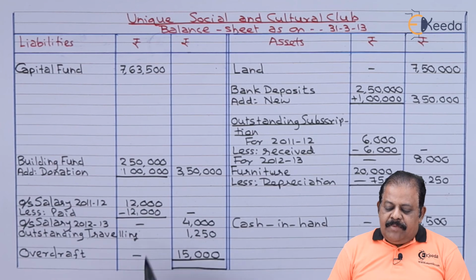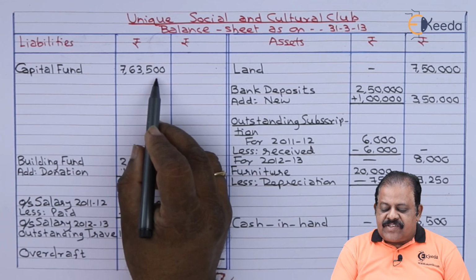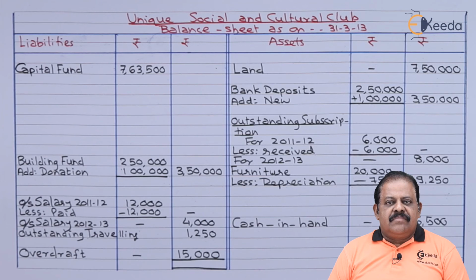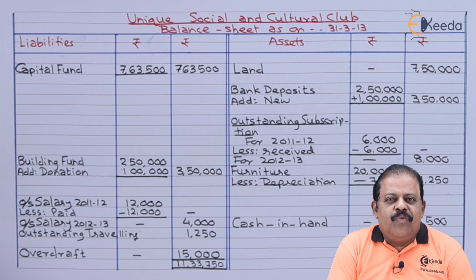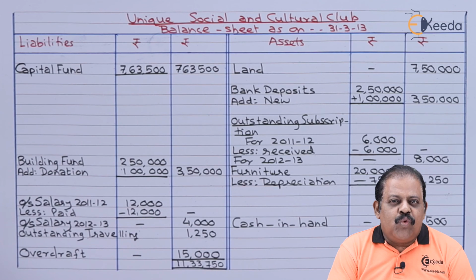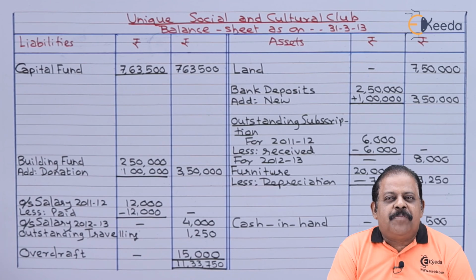In the balance sheet on the liability side, we have capital fund 7,63,500. There are no adjustments of surplus and deficit. The same amount will be carried as the closing balance. We have closed the balance sheet. Total of liabilities 11,33,750 is matching with total of assets 11,33,750. In this question, we have come across a situation of no deficit, no surplus in the income and expenditure account.